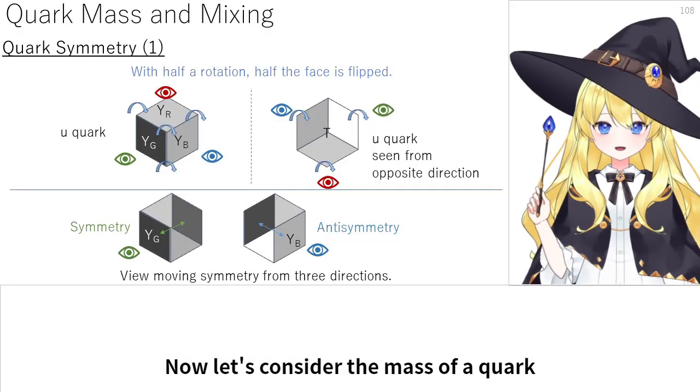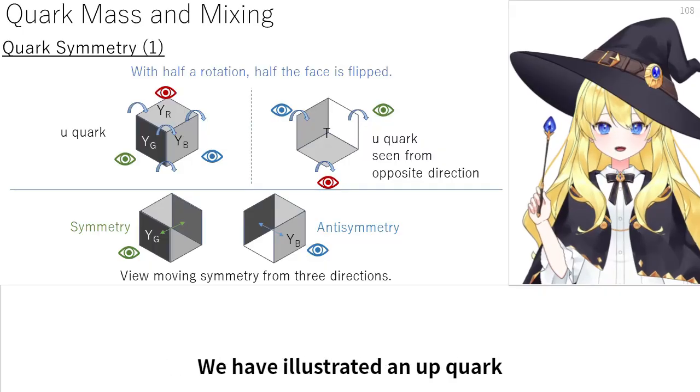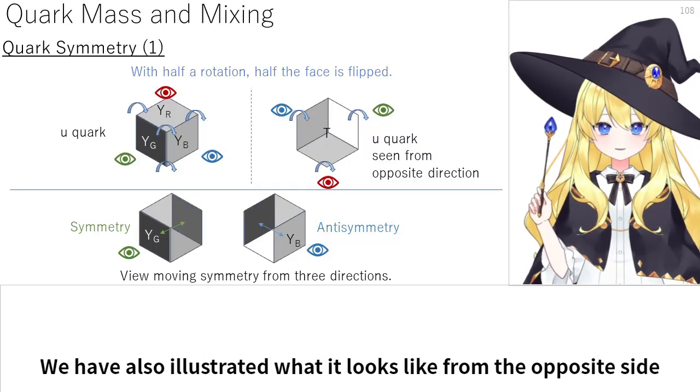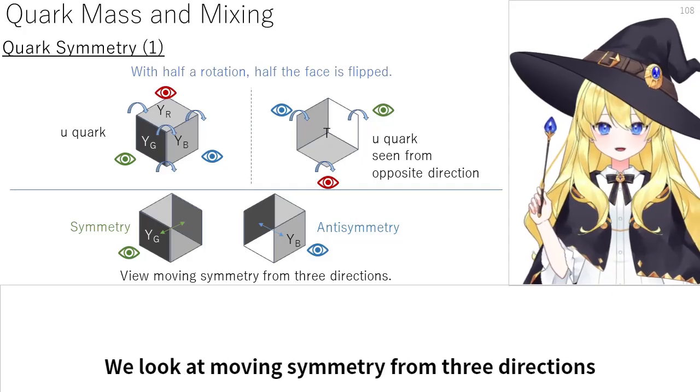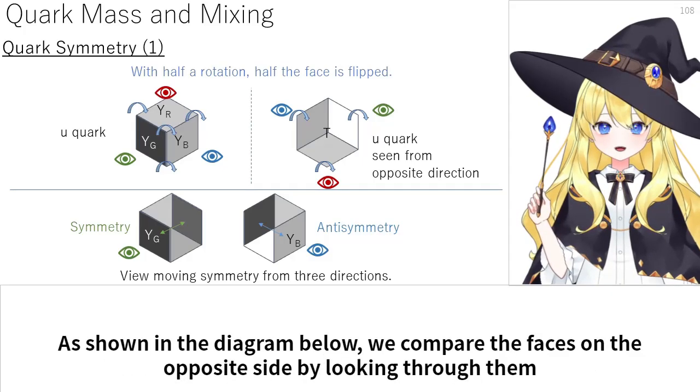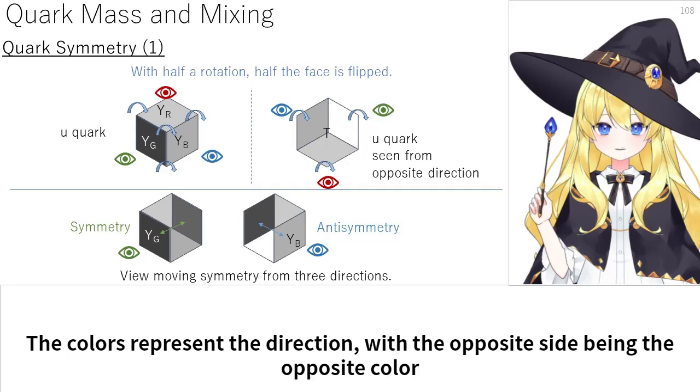Now let's consider the mass of a quark. We have illustrated an up quark. We have also illustrated what it looks like from the opposite side. With a half rotation, half of the face is flipped. We look at moving symmetry from 3 directions. As shown in the diagram below, we compare the faces on the opposite side by looking through them. The colors represent the direction, with the opposite side being the opposite color.